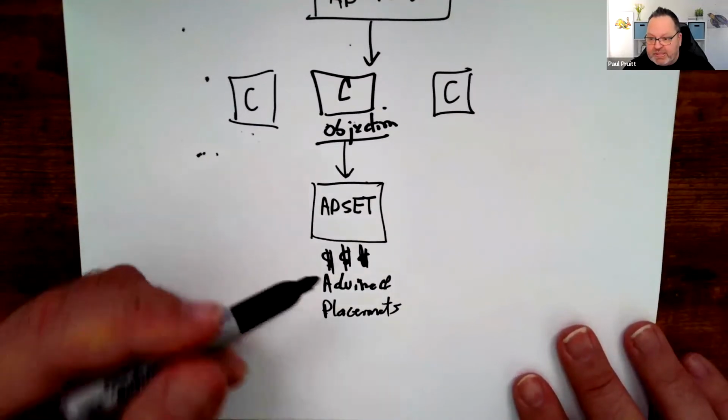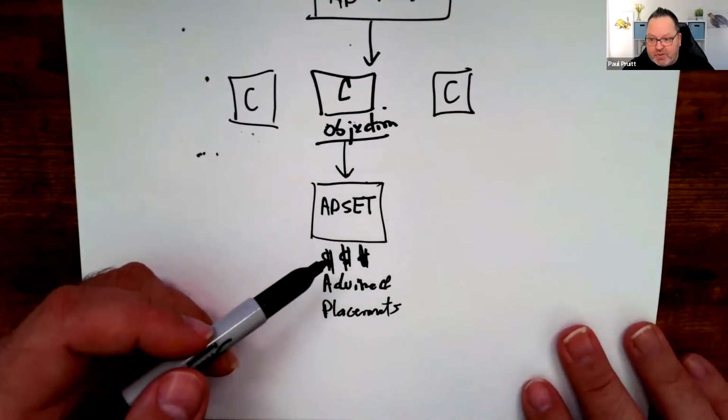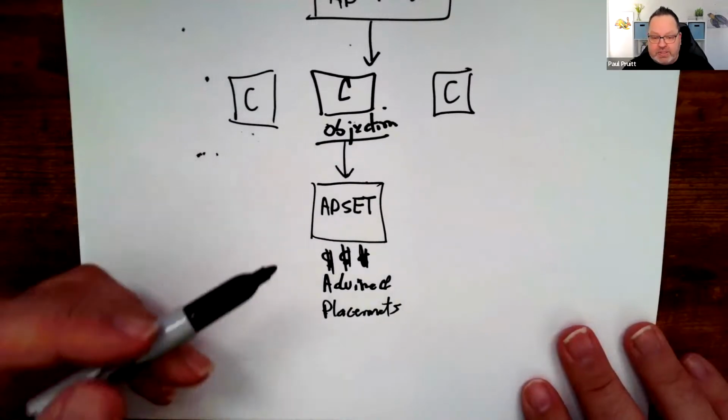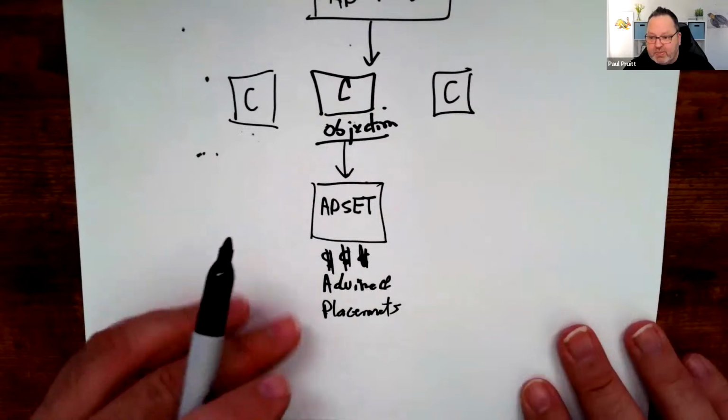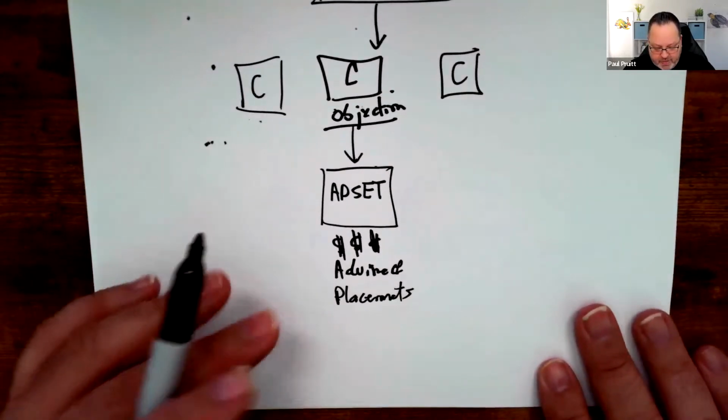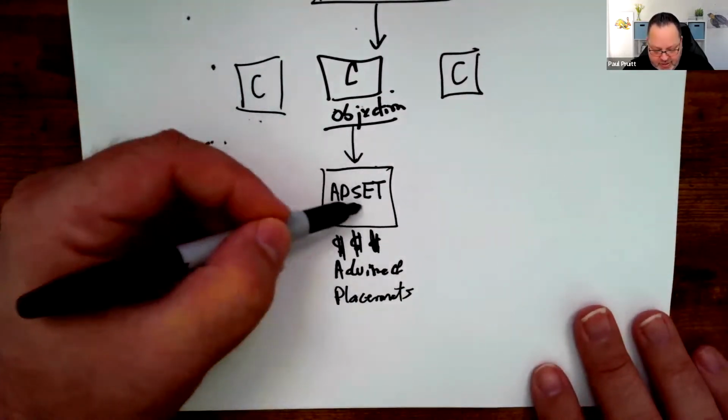Like, where do we want to see that, on the right side of the screen like we were showing earlier, or in the news feed? Do we want to see it on Instagram? Do you want to see it in Reels? Do you want to see it in stories? Like, where do you want this ad to go? But all of that's controlled at this level.